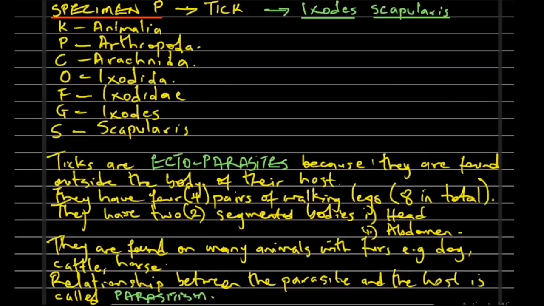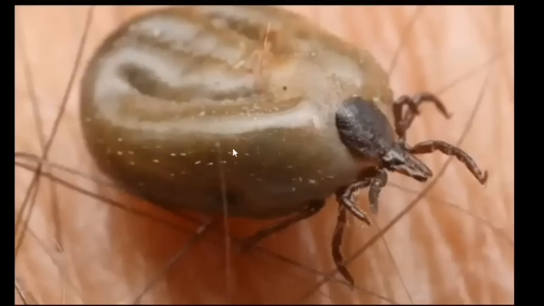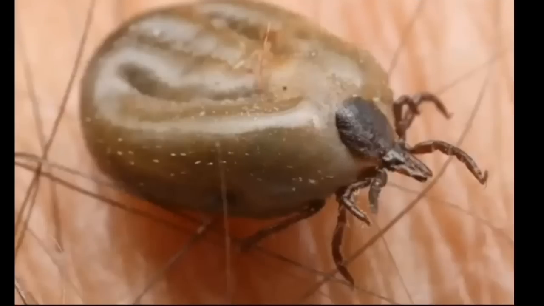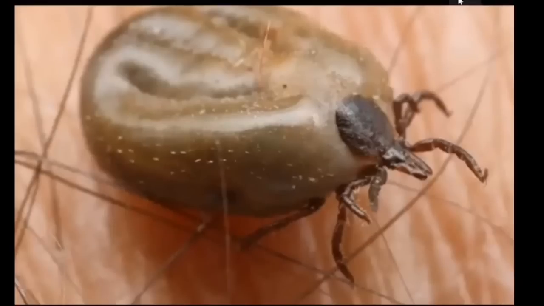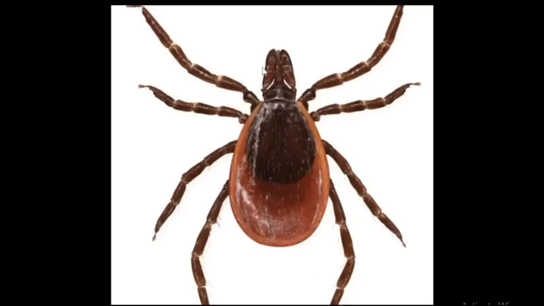So let us see some pictures to help us understand what we have talked about. This is an example of a tick. You can see the head and then the abdomen. That is the two segmented body that this particular organism has, and it has 8 legs when you look at it. So that is how it operates. So this is how it looks here. This is the abdomen rather, and then the head is here. So we can see the legs.